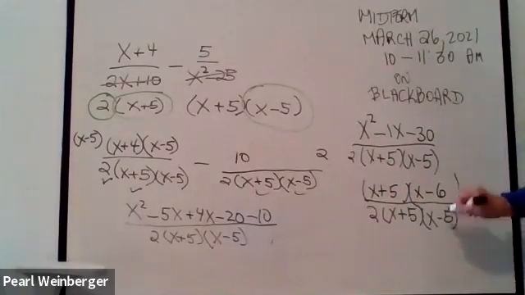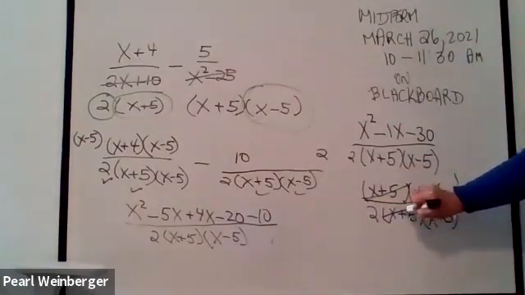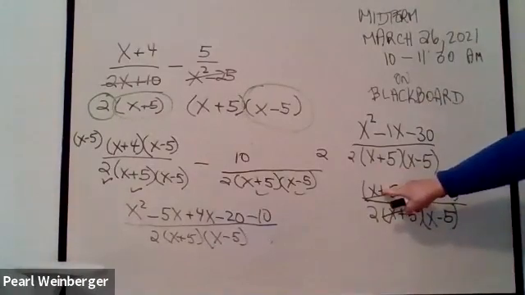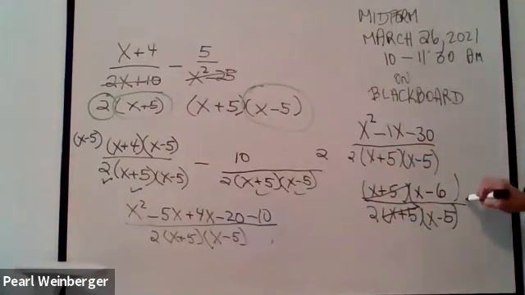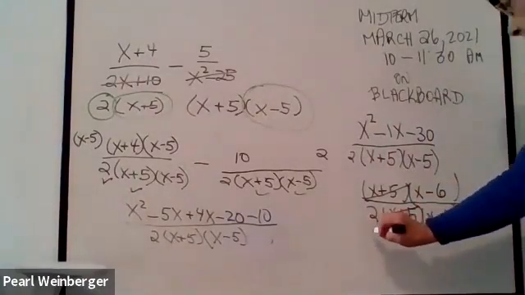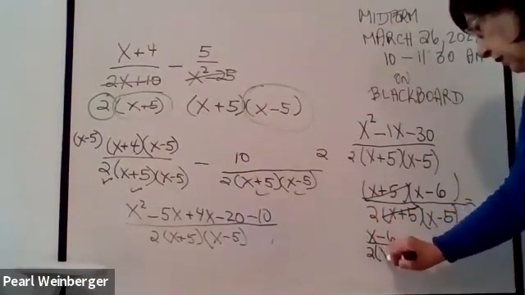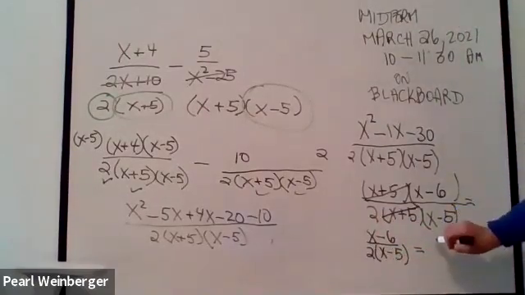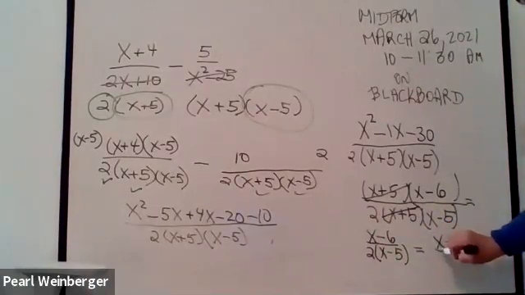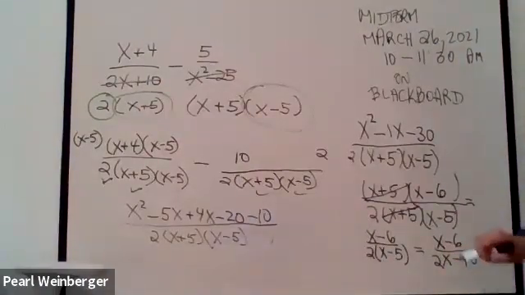Notice there is a like factor in the numerator and the denominator. I can cancel out the x plus 5 with the x plus 5. Don't make the mistake: you can't cancel out an x plus 5 with an x minus 5. It has to be identical. And your final answer then will come out to be x minus 6 in the numerator over 2 parentheses x minus 5. And you could write it that way. That's perfectly acceptable. Or if you want to, you could multiply out the 2 and write it as 2x minus 10. Both of these answers are completely acceptable.